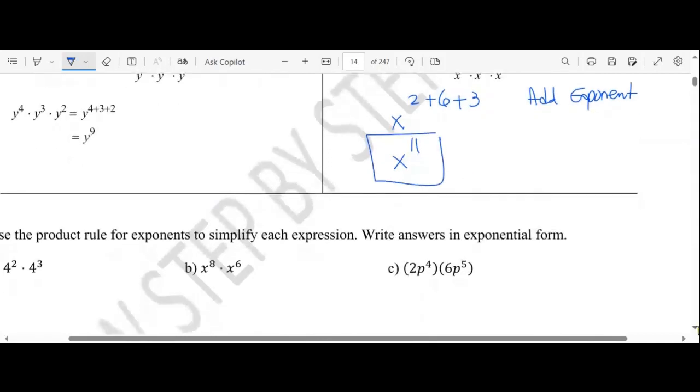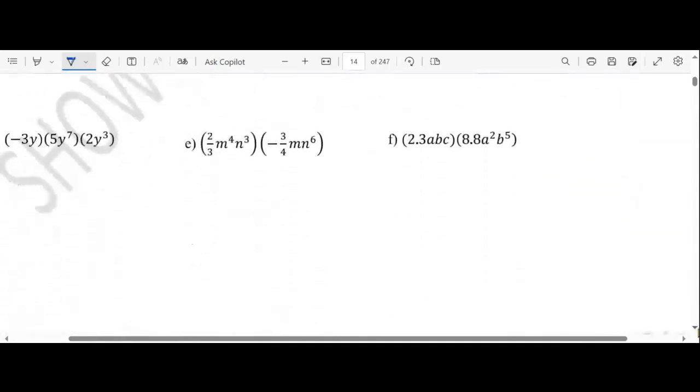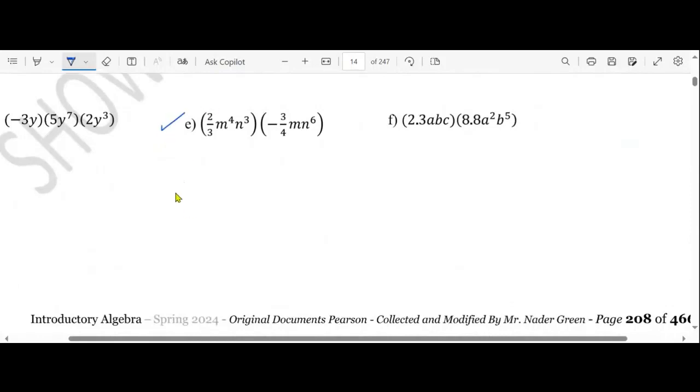Yalla, next one. The one in the corner there. Hey, what's your name? Saleh. Yalla, Saleh. Can you do this one? 2 times 3, 2 over 3 times what? Negative 3 over 4. Yes. That's the first thing you do. And then how many m's do we have? 4. Plus what?